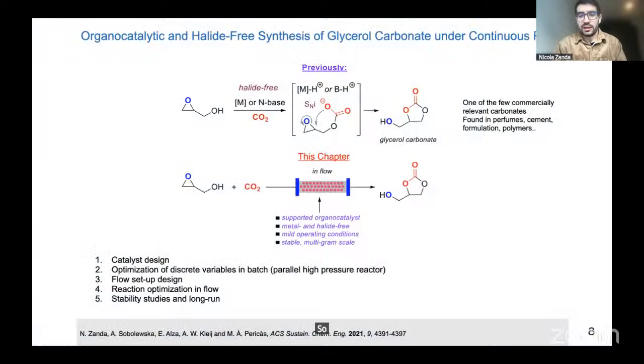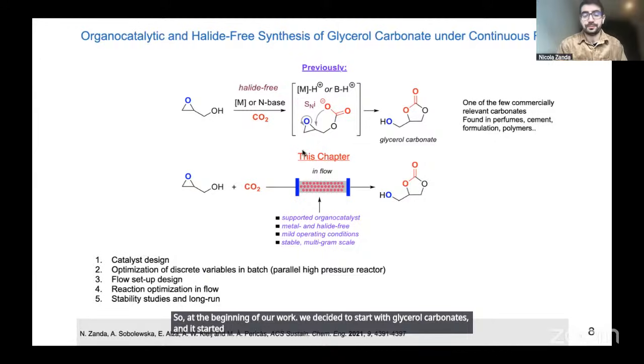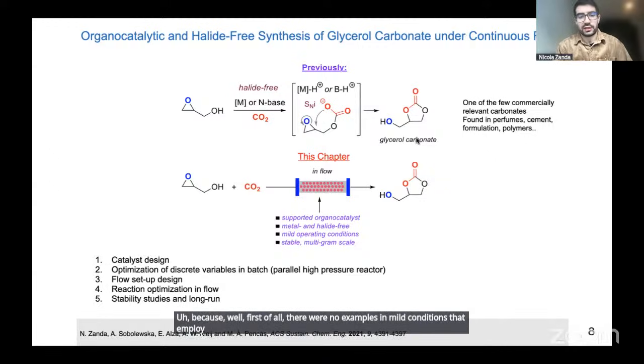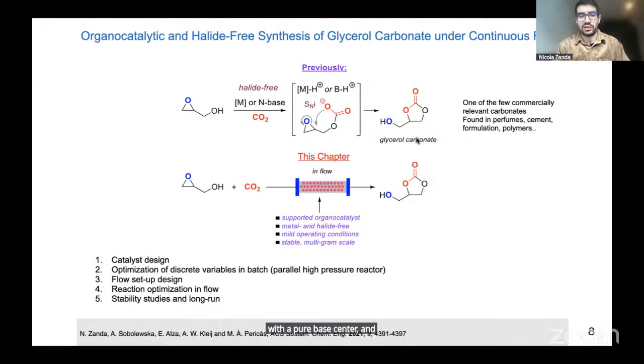So at the beginning of our work, we decided to start with glycerol carbonate and starting material glycidol. Because, well, first of all, there were no examples in mild conditions that employed heterogeneous organocatalysts with a pure base center, and that were not using a halide co-catalyst.